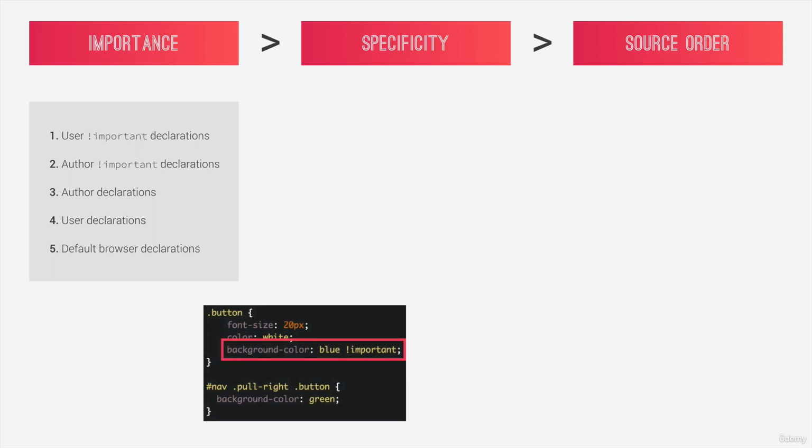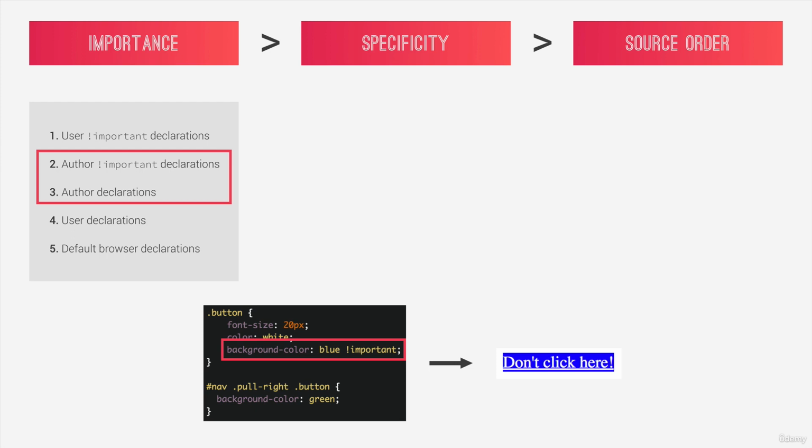So here we have two rules which both apply to the button class, and we have two conflicting declarations about the background color. These are both author declarations, but if you look closely in the first rule, the declaration with the blue background color contains the important keyword, and therefore this declaration is more important, as we can see from our table. This means that this is a declaration that gets precedence, and so we see that our button is indeed blue.